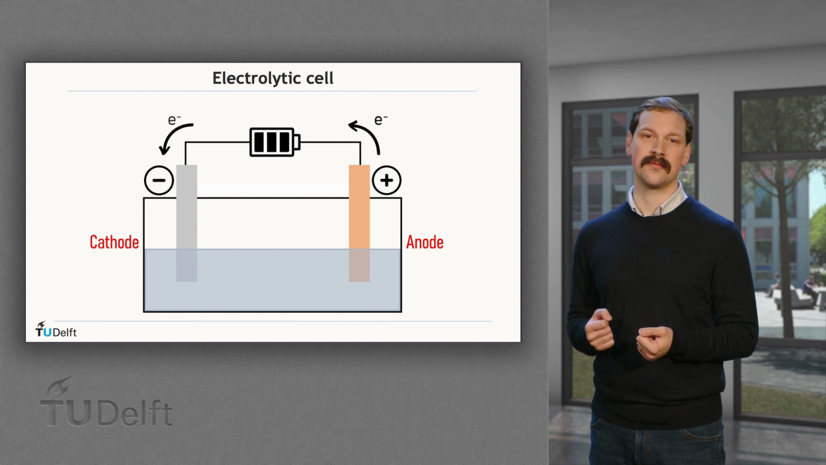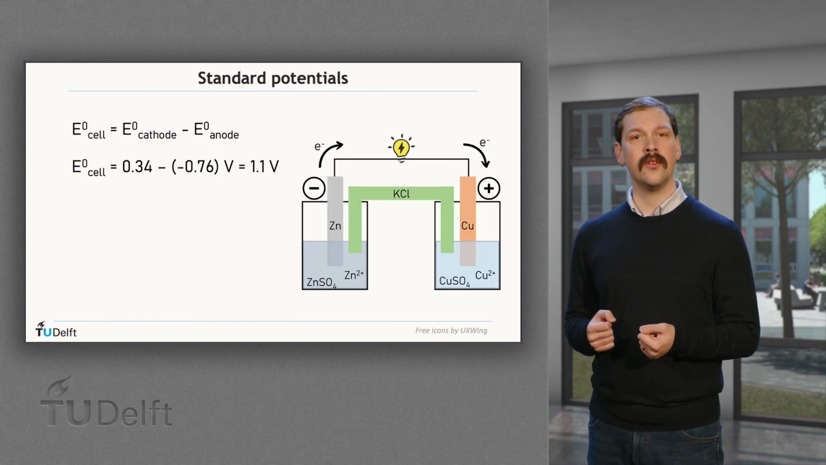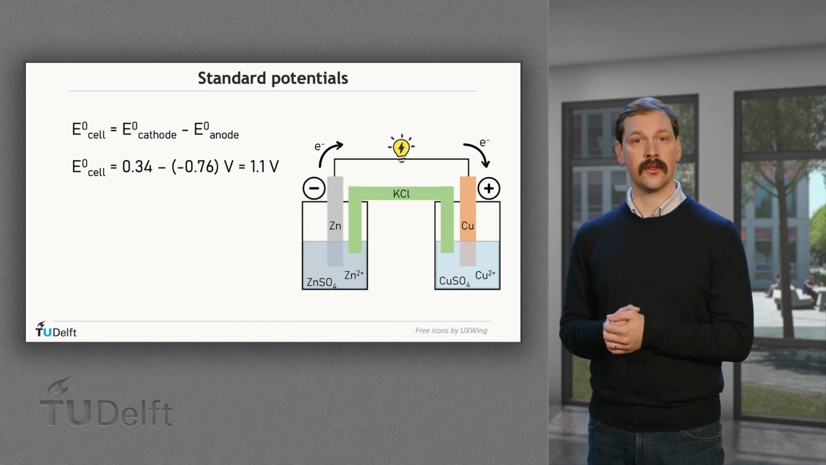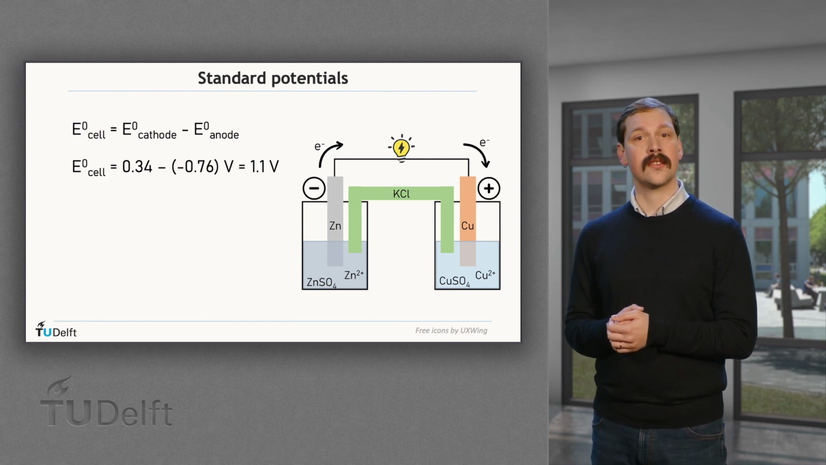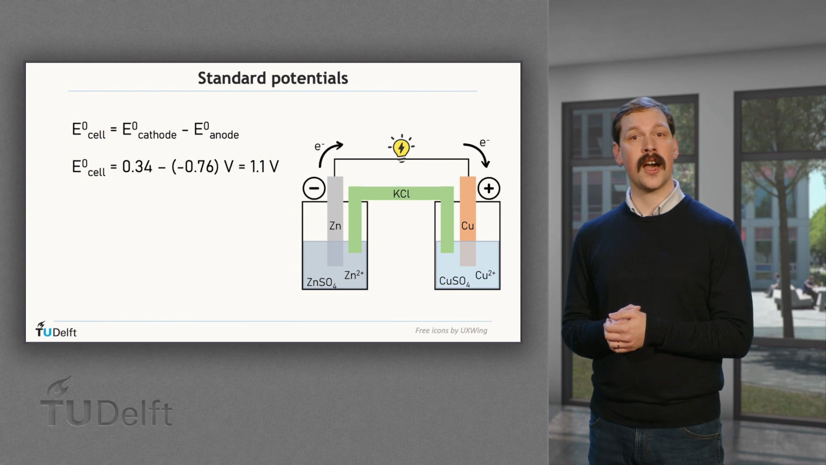flow out. But how can we know if a spontaneous redox reaction will happen between two electrodes? We use the standard cell potential, a measure of a potential difference between the electrodes of a cell. This is the difference of the standard reduction potential energy of the anode and of the cathode.